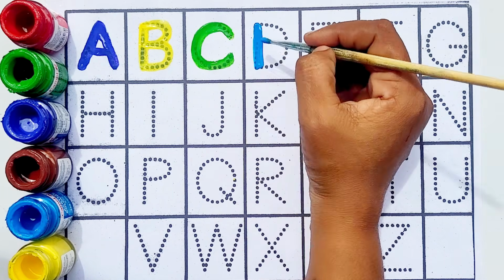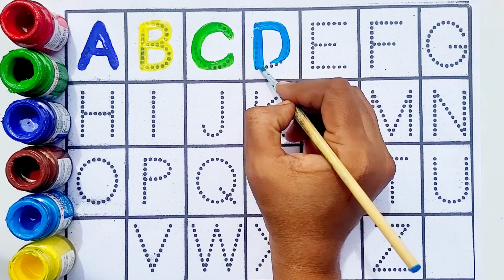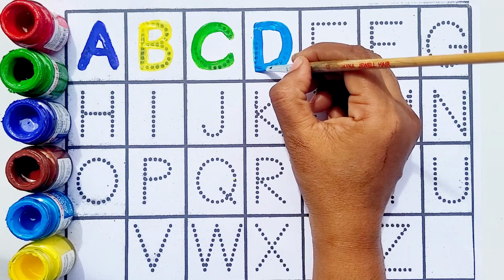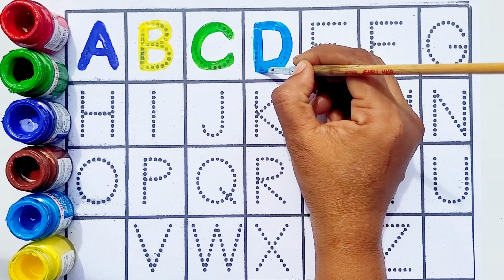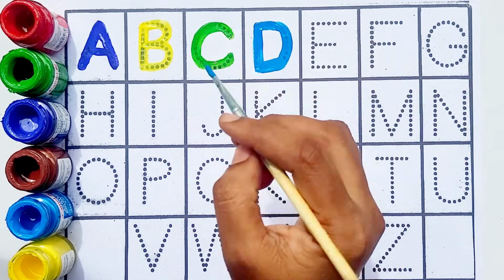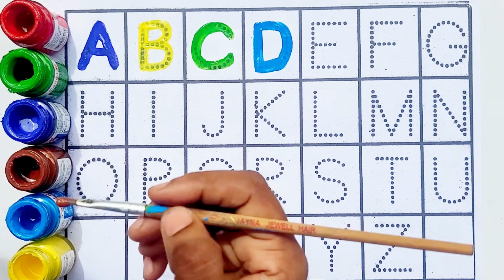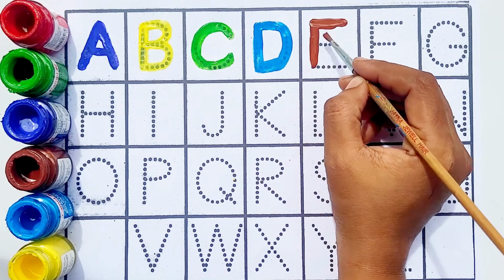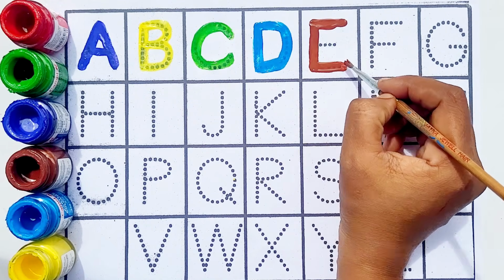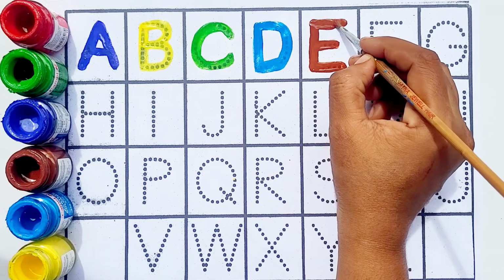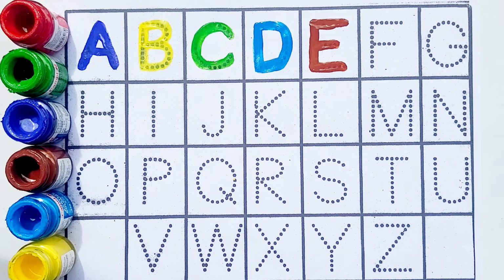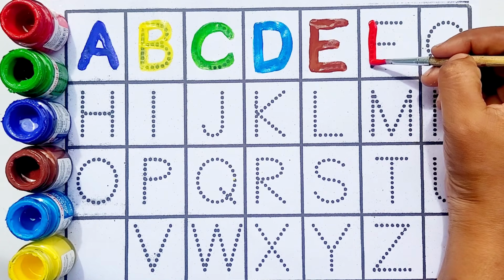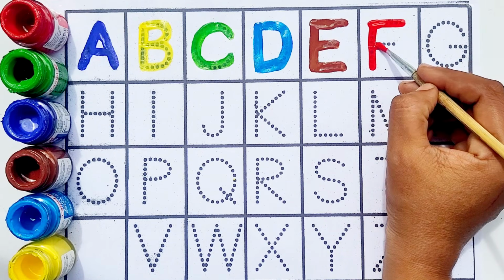D. D for donkey. D for dolphin. Letter D. E. E for elephant. This is E. F. F for fox.